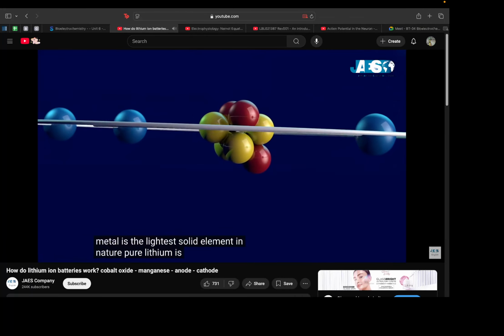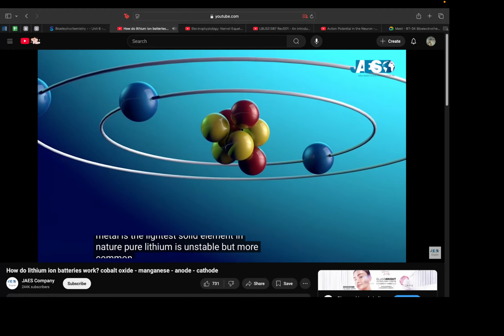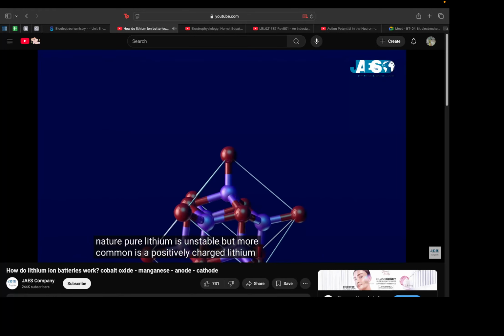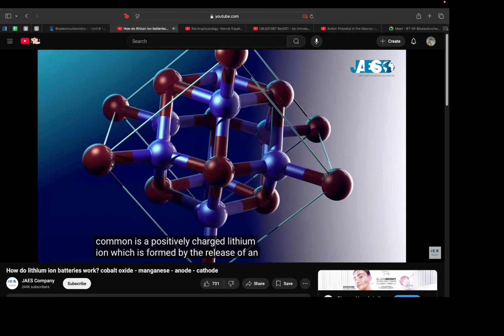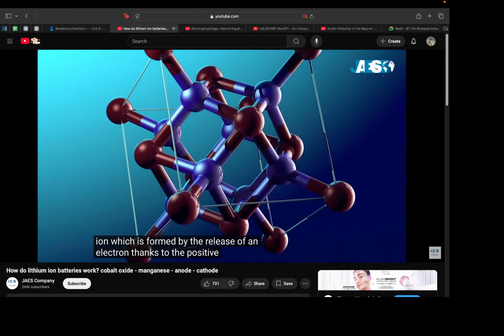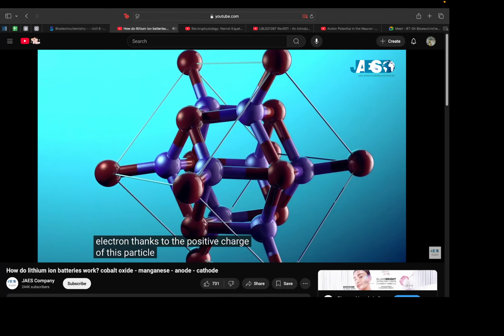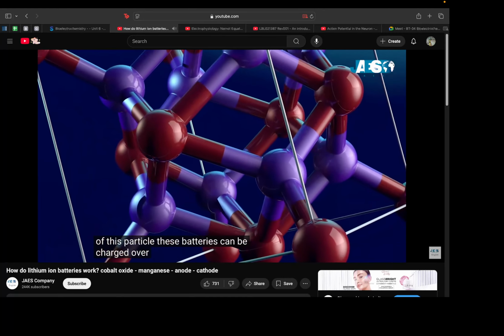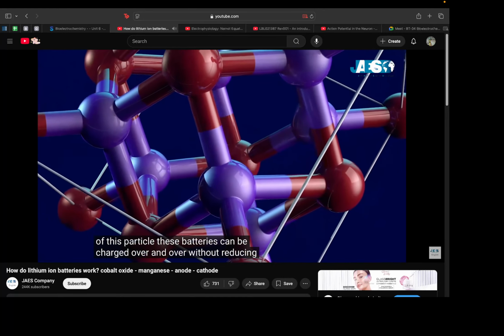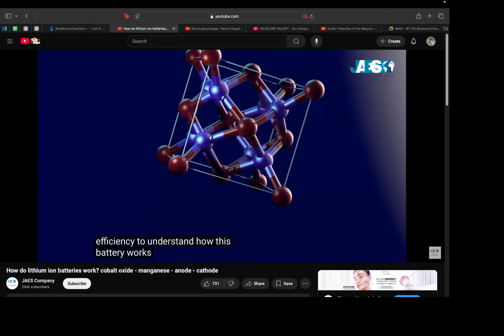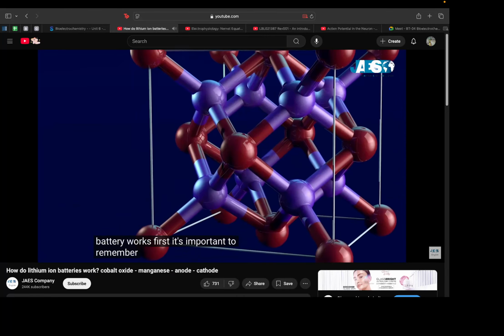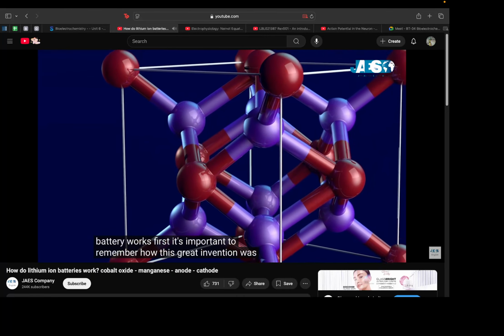Pure lithium is unstable, but more common is a positively charged lithium ion, which is formed by the release of an electron. Thanks to the positive charge of this particle, these batteries can be charged over and over without reducing efficiency. To understand how this battery works, first it's important to remember how this great invention was discovered.